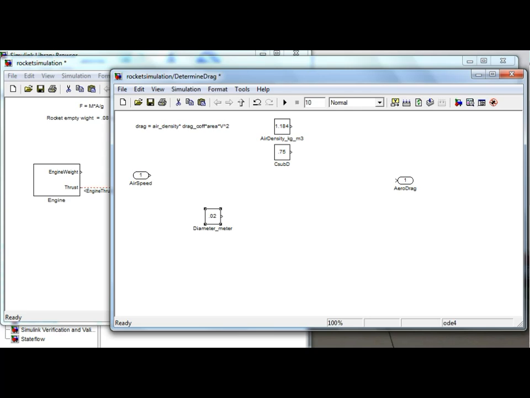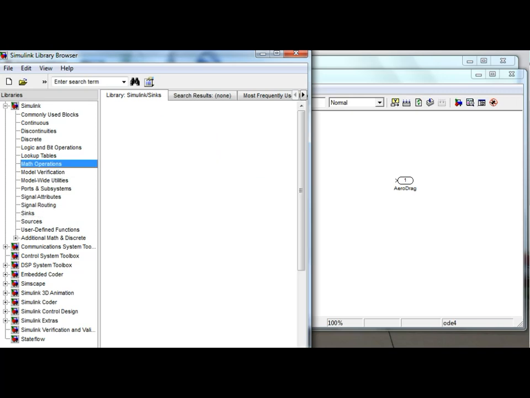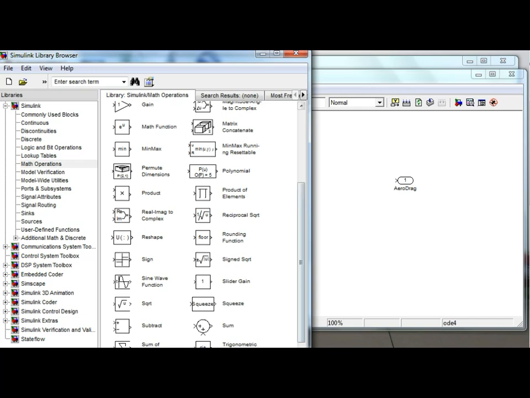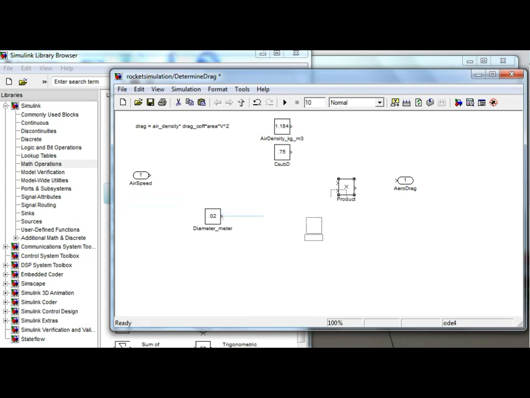So let's put this together. We say drag equals air density times drag coefficient times area times velocity squared. So I'm going to be multiplying all this stuff. I'll go over to my Simulink library browser, go to Math Operations, and I'll get the product block. I know I'm going to need a couple, so rather than go back to the library browser, I just right-click on the block and drag, and it makes a copy for me.